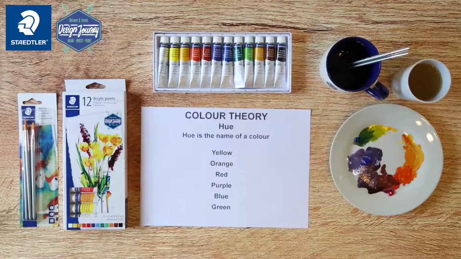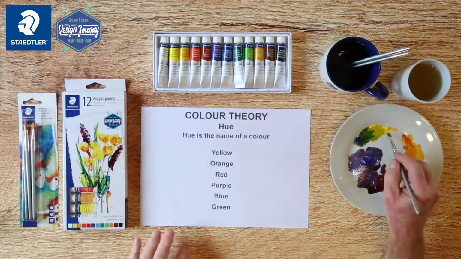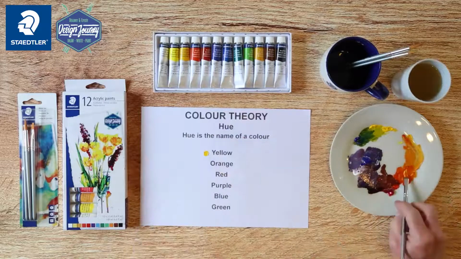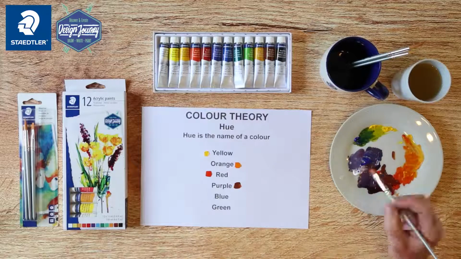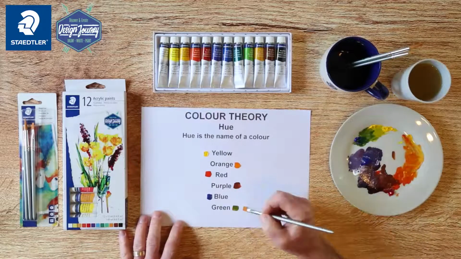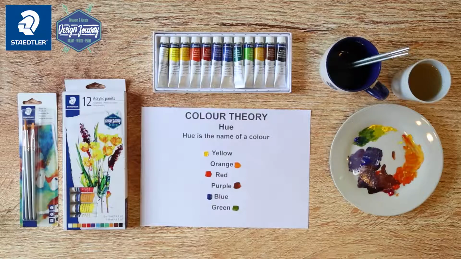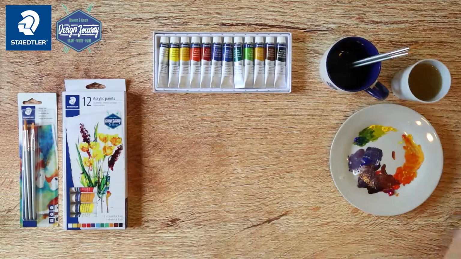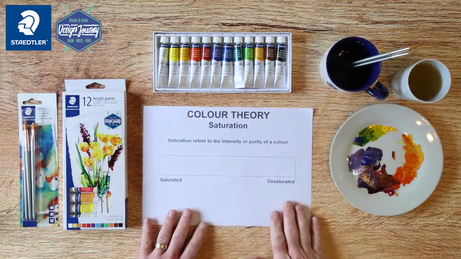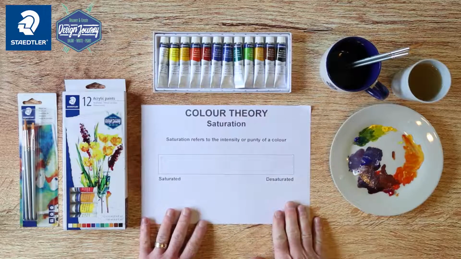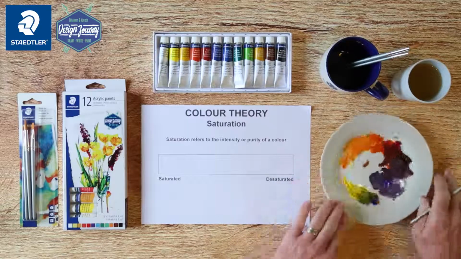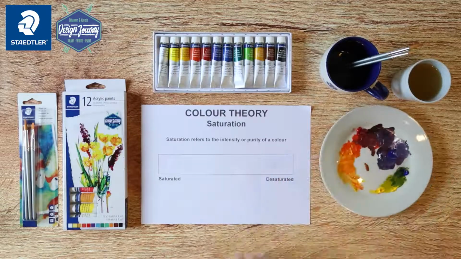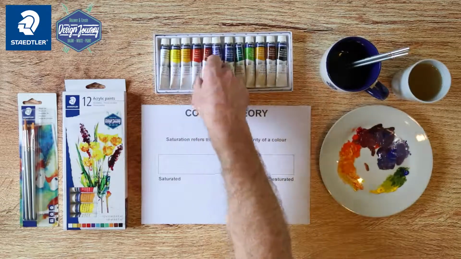Let's learn a few more terms. The word hue refers to the name of a colour. Pure intense colours are called saturated. To make colours unsaturated, we need to add grey to the mixture. This exercise is a great one to learn what happens to a colour when you mix it with greys.